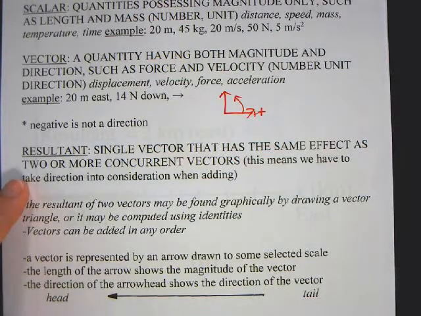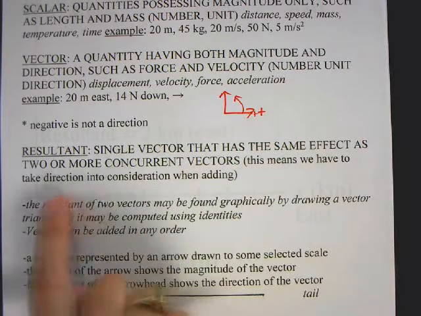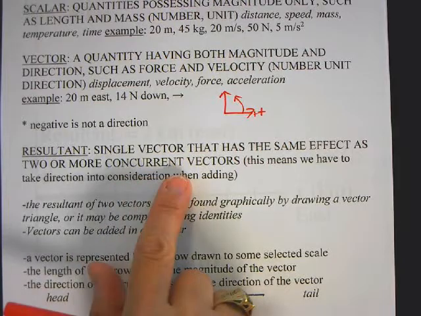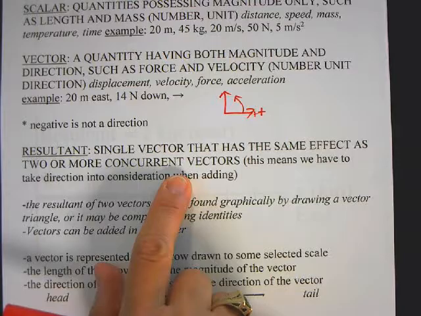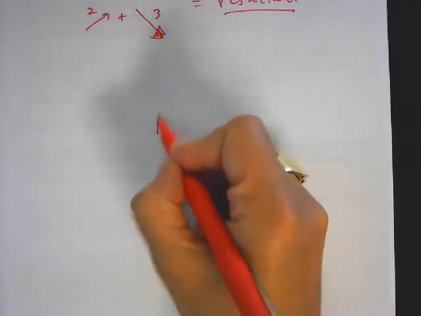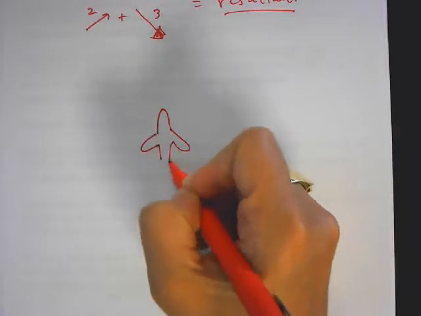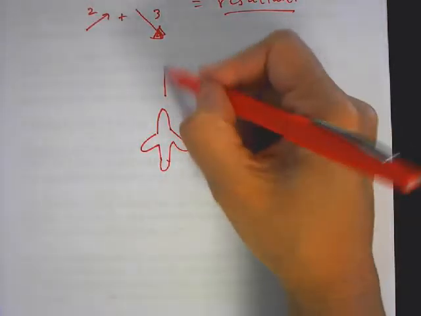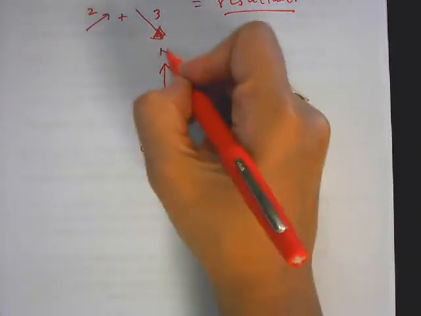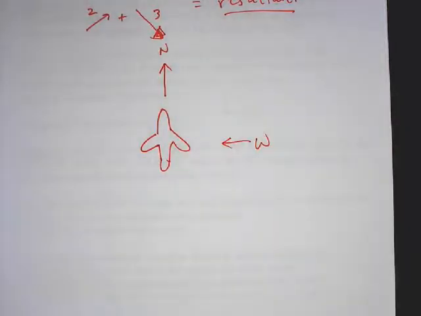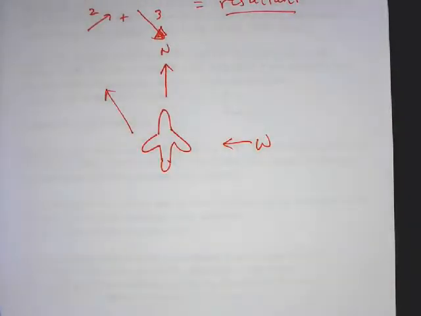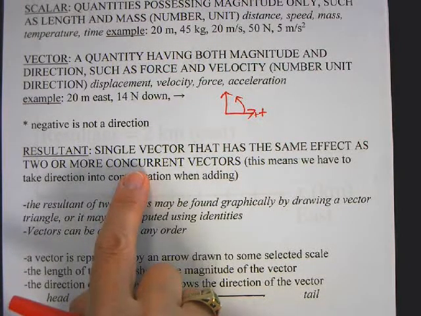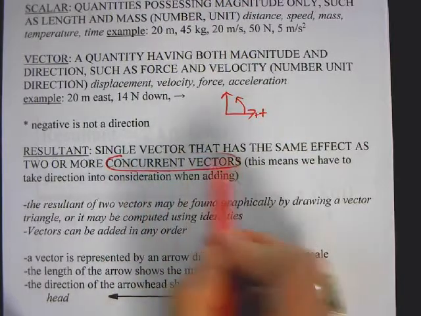The resultant is a single vector that has the same effect as two or more concurrent vectors. What does the word concurrent mean? Concurrent means two vectors acting at the same point at the same time. Let's say somebody was flying an airplane, and the airplane was flying north, but then there was a wind blowing west. The airplane might actually go in this direction, or a boat or something like that. So concurrent just means acting at the same point at the same time.